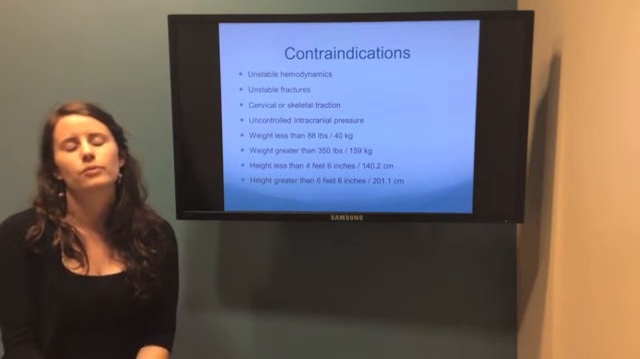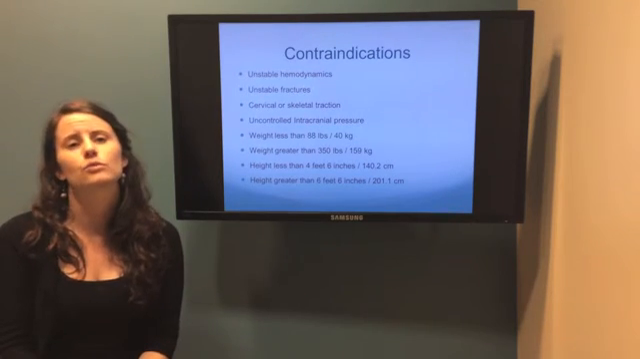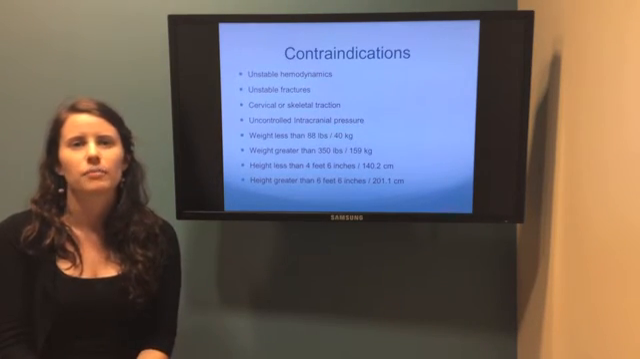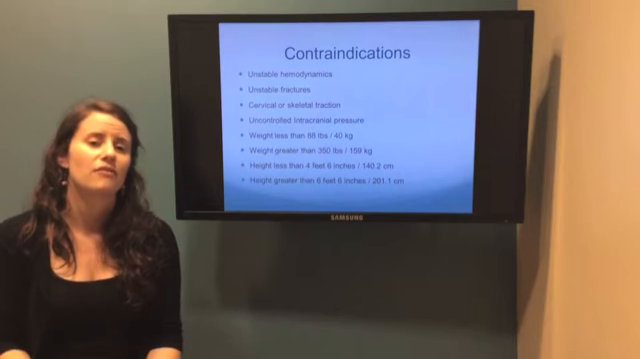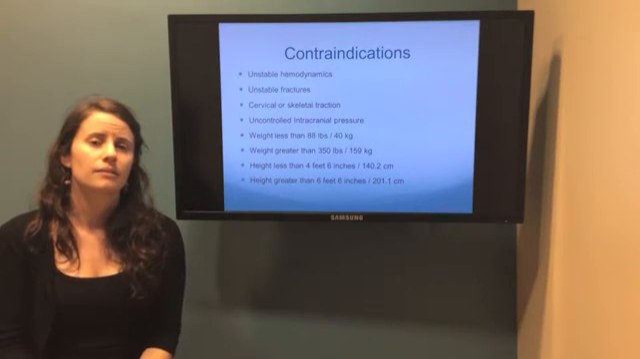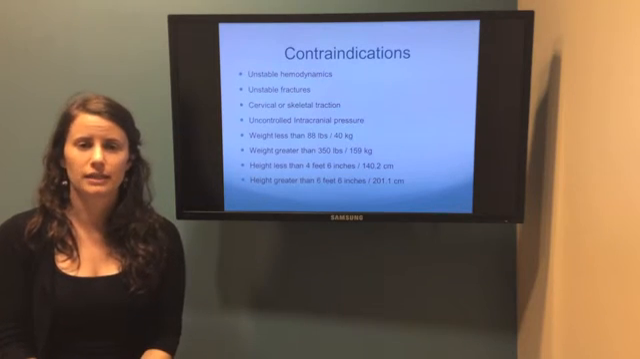The rotoprone bed also requires that a patient be a certain size in order to be used safely. If a patient is too large, including too tall, too short, too heavy, or too light, they can't use the bed safely because they simply won't fit into it in a safe way.